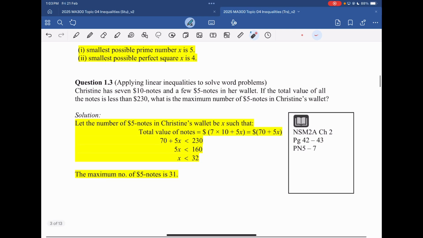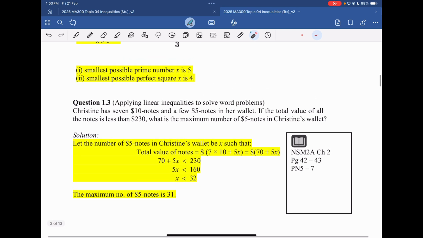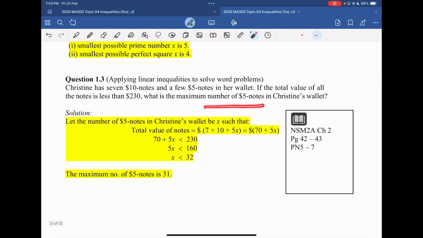Okay, next one. I have 7 $10 notes and a few $5 notes. JH1 algebra will teach you what? If you don't know something, you call it X. So if I call it X, what's the maximum number of $5 notes? $5 notes is X. The value of X has to be a whole number. Based on this inequality, you can write down the answer straight away, which is 31.